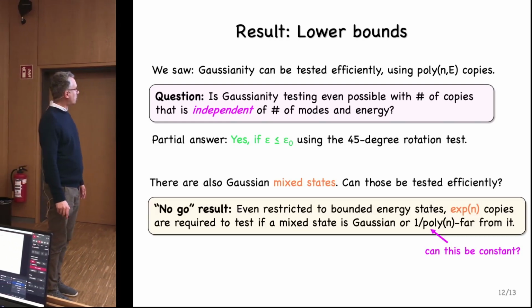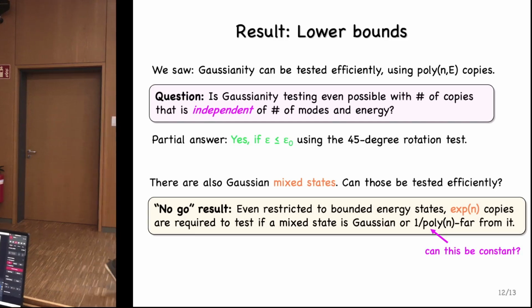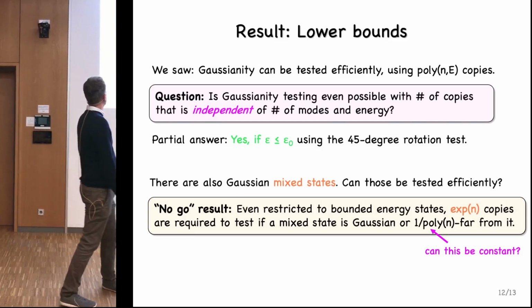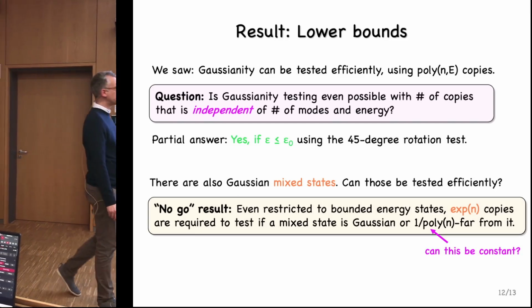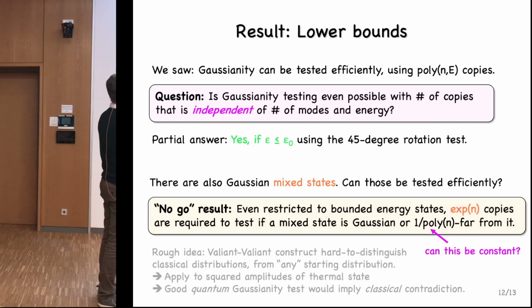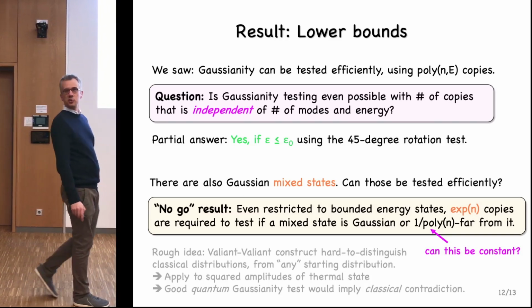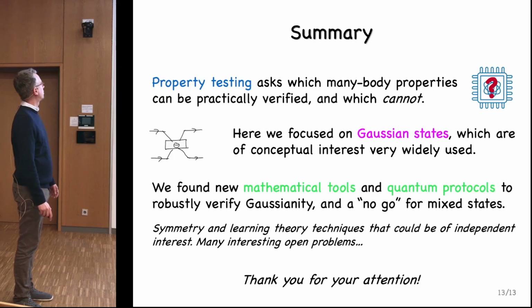And then there's also a lower bound that says that in the case of mixed states, which I carefully avoided so far, somehow things are really hard. You need many copies to test mixed Gaussianity, but I also didn't define to you what mixed Gaussian states are, so that's not something to discuss today.